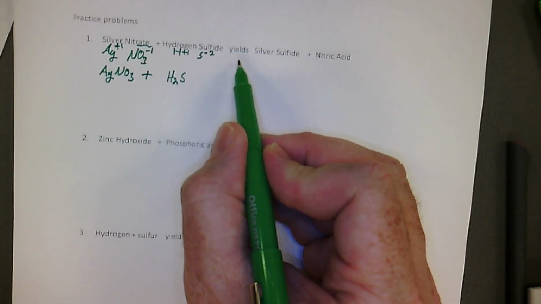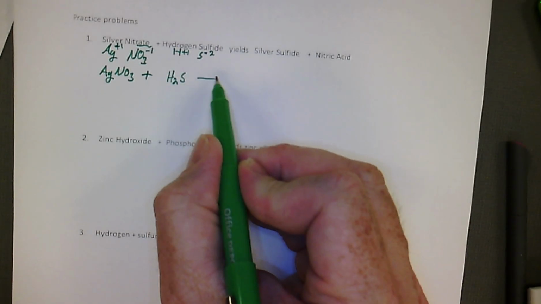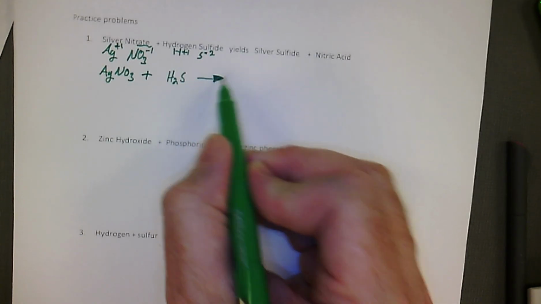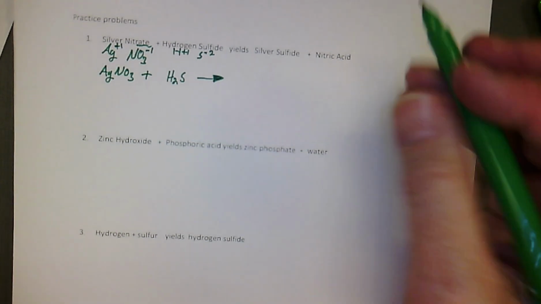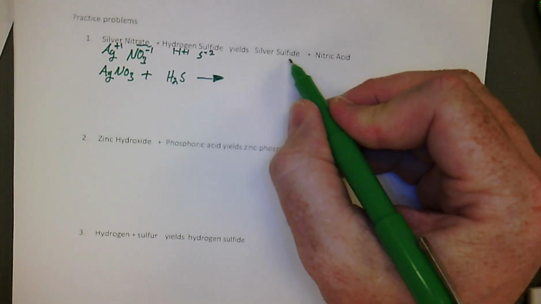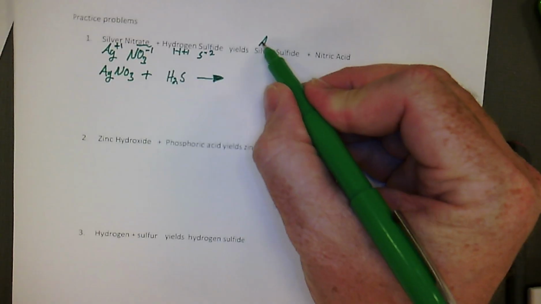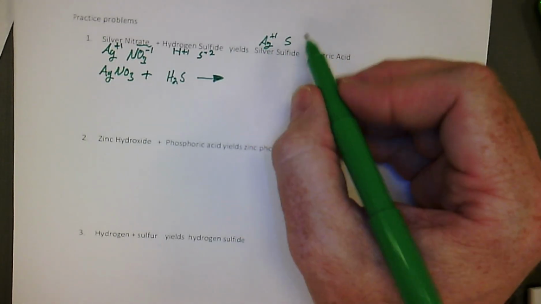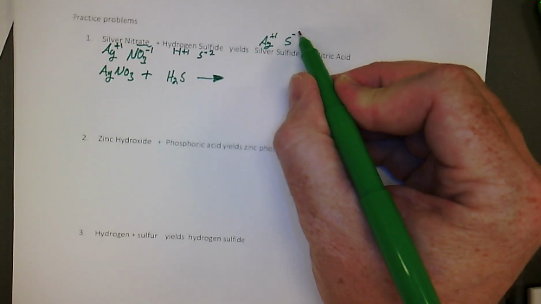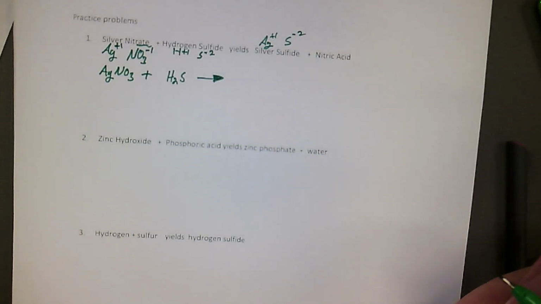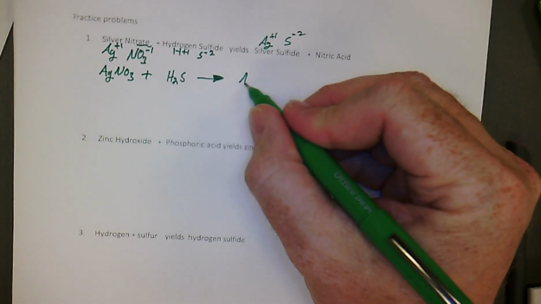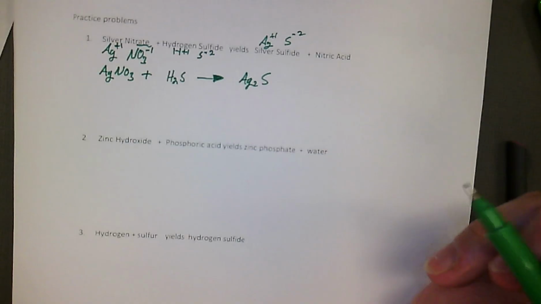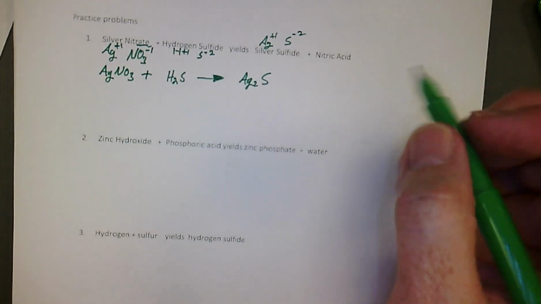All right. And then yields. What does yields look like? It's an arrow. Very good. You can just do the regular arrow. You can fill it in if you really want to. I don't care. All right. And then it says silver sulfide. Well, we already got that. Silver is Ag with a +1. Silver sulfide. Sorry, I said sulfur. -2. Which do I need more of? More silver. So it's going to be Ag2S. Do you see why writing the formulas correctly back in the day was important?